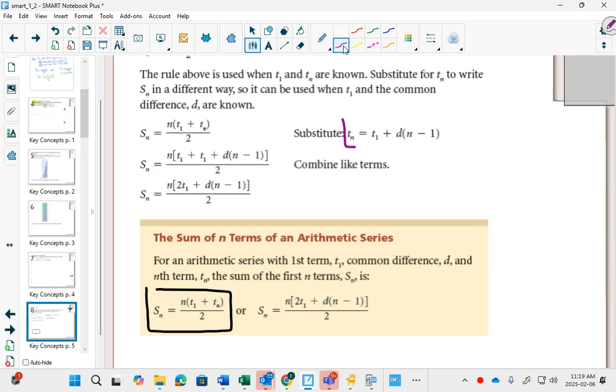And then there's a second formula because the very first formula we learned yesterday was this Tn formula, right? And if Tn is equal to T1 plus n minus 1 times d, then in the first formula, if I have Tn, I could decide to substitute all of this in instead. If I do that, term 1 and term 1 makes 2 term 1s. And I get a second formula.